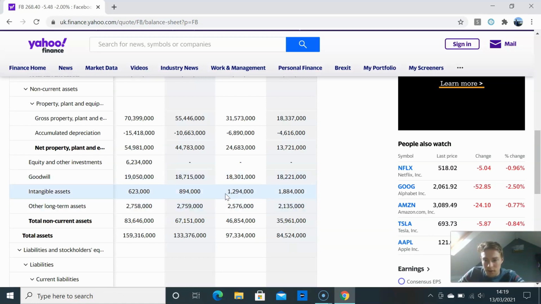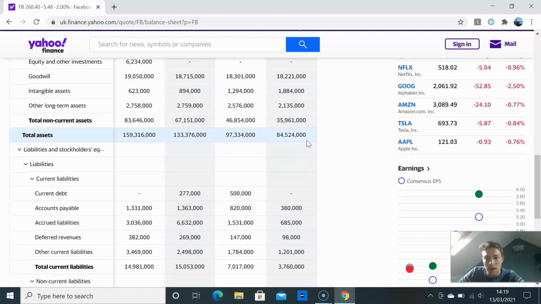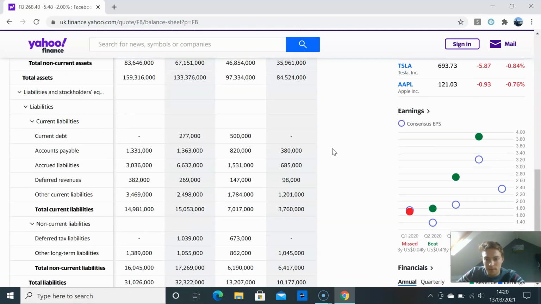And then obviously along with this, all the other long-term assets, and all this comes towards bringing in the total non-current assets. And added together with the current assets gives us the total assets. So the total asset value of the company, everything it owns. And we can see here that total assets are growing. So the steady trend is that Facebook is growing as a company in terms of its size and infrastructure and everything it owns.